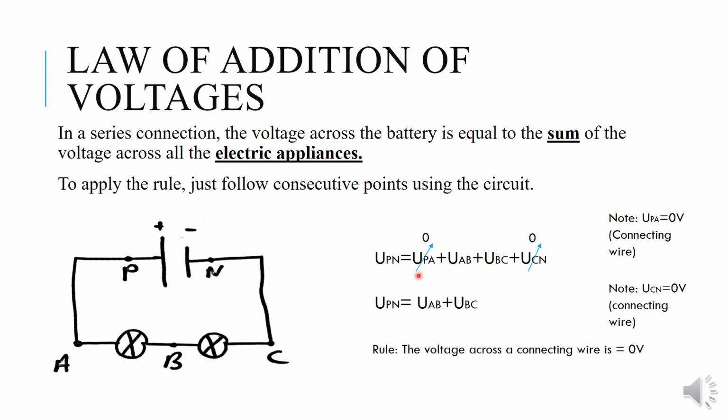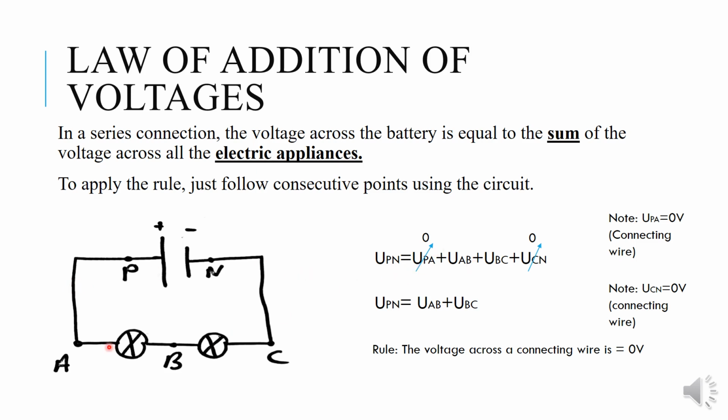Now, UPA is equal to 0. Why? If you look at the figure here, we don't have an electric appliance between P and A. So it's just a connecting wire. The voltage across a connecting wire is always 0. So this one is removed.